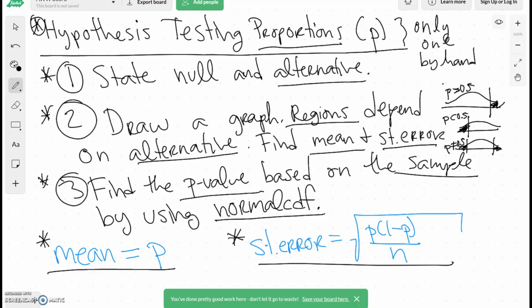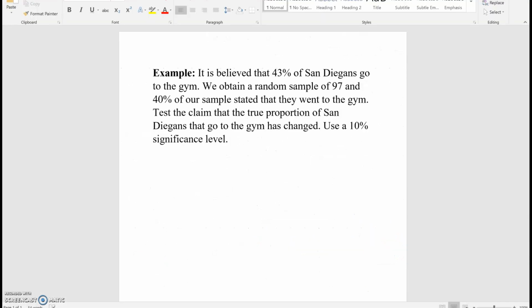So let's go ahead and do a problem. That way you guys can recap a little bit of what we did. So here's my problem. It is believed that 43% of San Diegans go to the gym. So that's what we believe in the very beginning. We are going to obtain a random sample of 97, and 40% of this sample stated that they went to the gym.